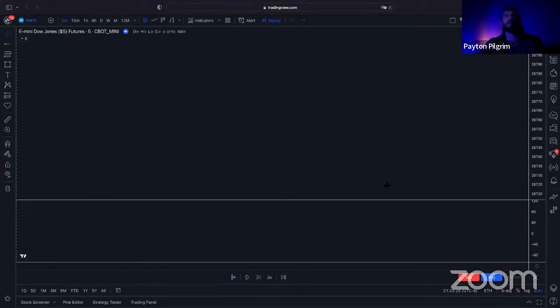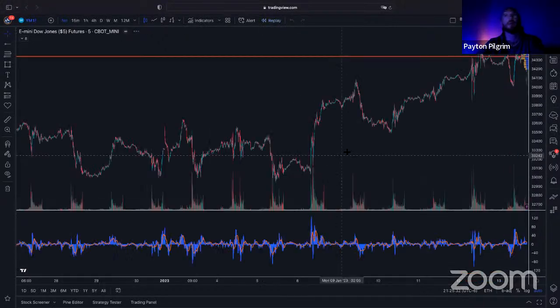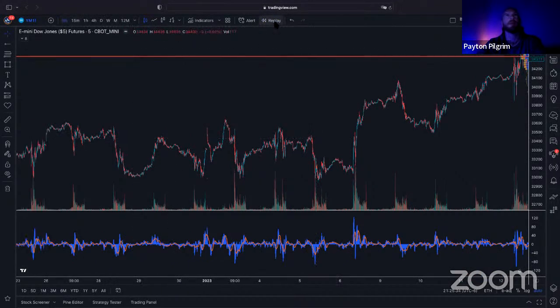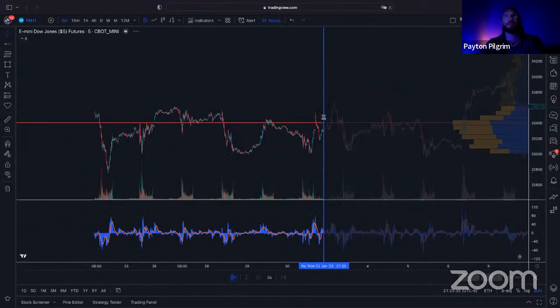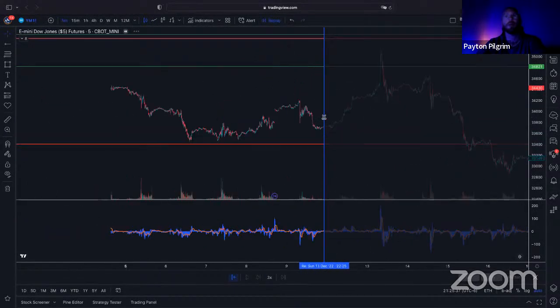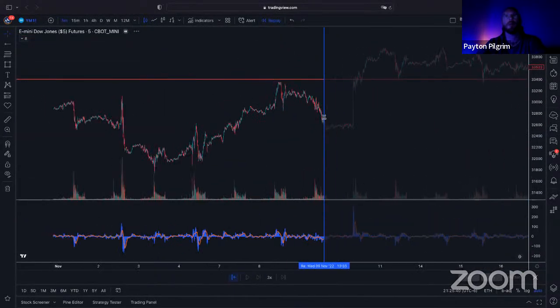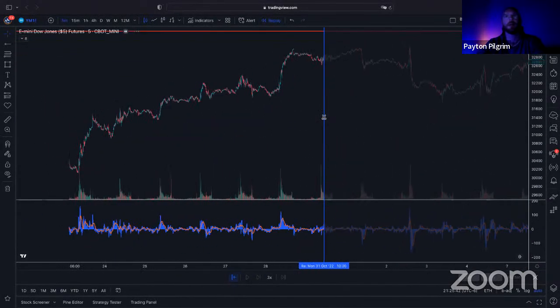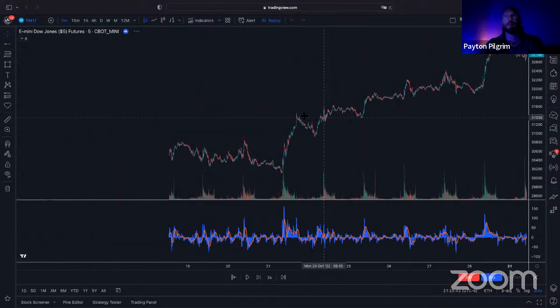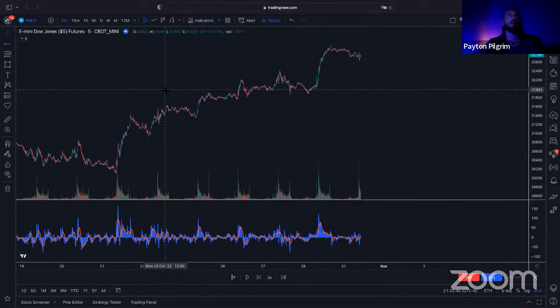What did TradingView do? Why are they doing this? Why won't it let me even go back that far on 5-minute? That's crazy, man. How far back will it let me go? Let me go this far back? Man. Okay. We'll just go from here, I guess.